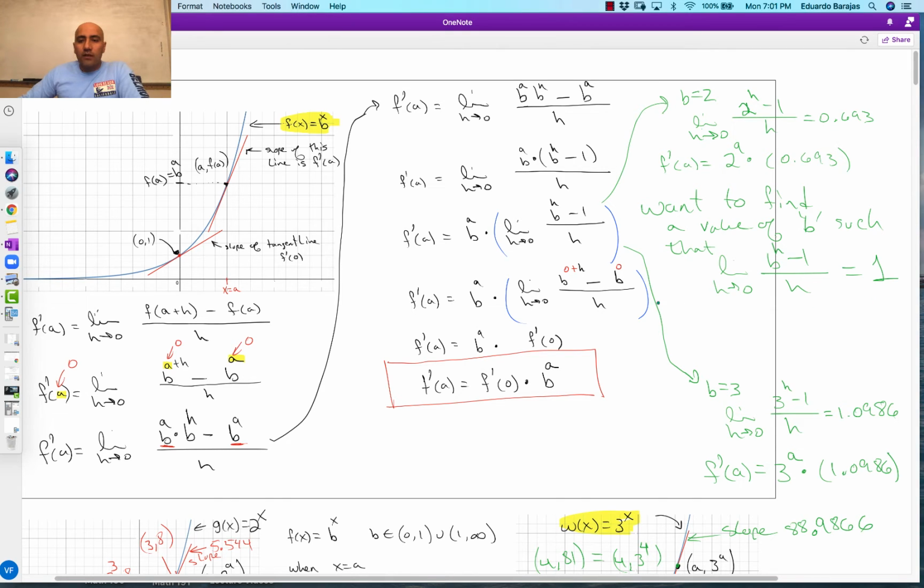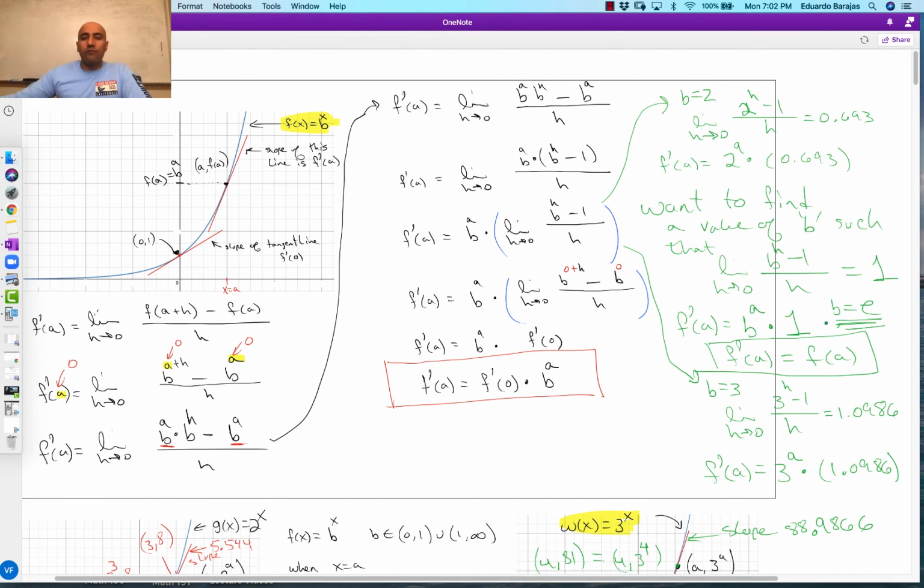Good. And if it equals 1, then that means that the derivative at that value of b, f prime of a, is going to be equal to b to the power of a times 1, right? Where b to the power of a, well, that's just the original function evaluated at a. So for that very special value of b, we will have that f prime of a is going to be equal to f of a. Okay, so b is the value. This will happen when b equals e. B equals e is in fact the number that we want.